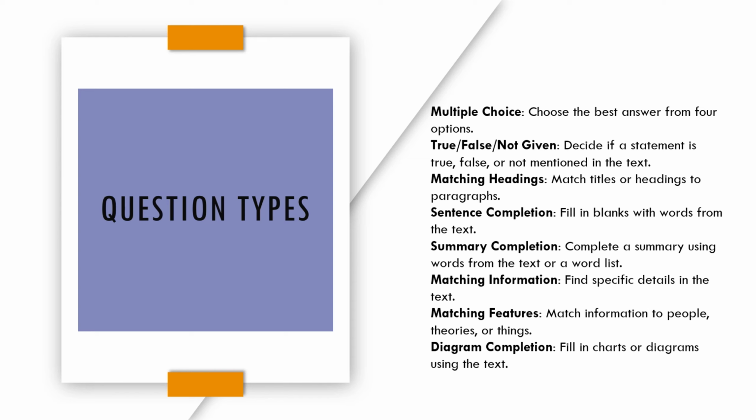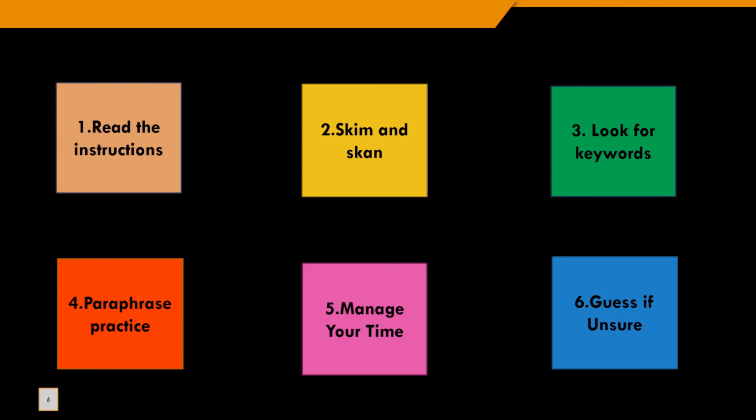The eighth one is diagram completion. You'll have to fill in charts or diagrams using the text. The ninth task may be short answer questions. So basically, you have to answer a question in just a few words. Now let's take a look at some strategies for success. Here are some simple strategies to help you score well. The first is read the instructions. This is a very important strategy. Follow the word limit and other rules carefully.